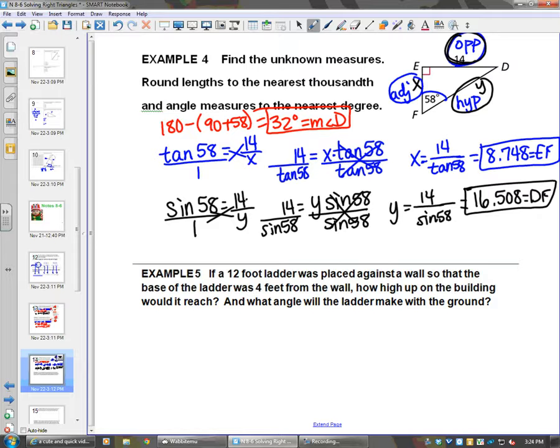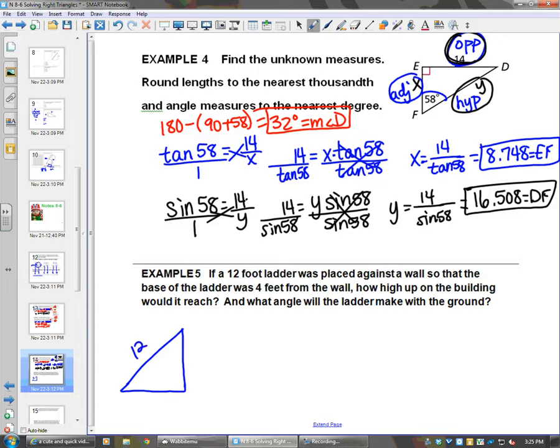All right, last page, right? 3 more examples. Number 5. All right, if a 12-foot ladder was placed against a wall, so we've got our 12-foot ladder, what is the ladder going to represent in our triangle? That's going to be the hypotenuse. Very good. 9 times out of 10, that's going to be true because a ladder is usually going to be that diagonal or that leaning line.